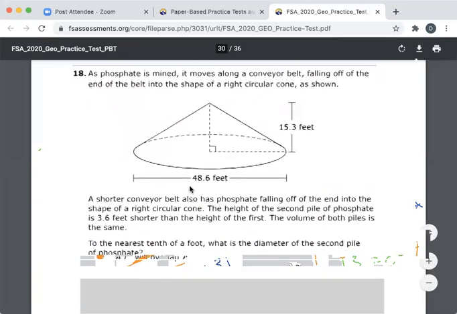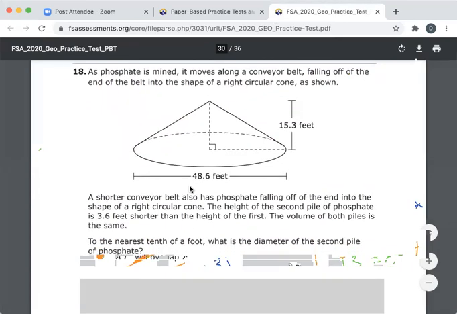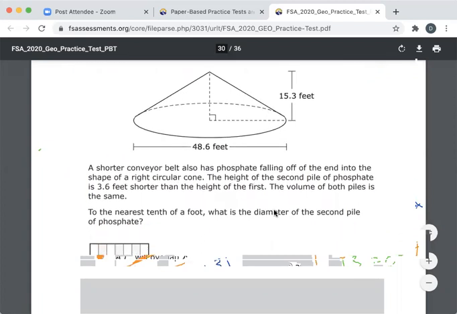Number 18, we have a cone of phosphate, not as tasty as ice cream. Don't try it at home. And it falls off the conveyor belt into a cone. And a shorter conveyor belt also has phosphate falling off into the shape of a cone. But the height of the second one is 3.6 feet shorter, but they have the same volume. Hold on just a second.